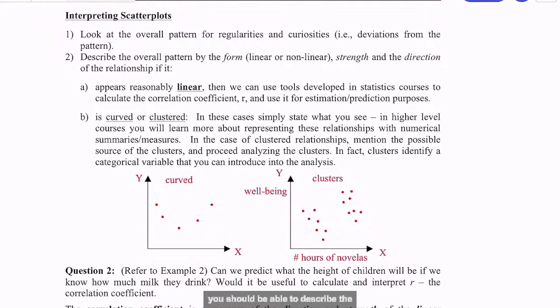So you have pairs of data, and you look for the regular pattern in the data, and you look for curious things about the data, or surprises, or unanticipated values, or points in the scatter plot. So this drawing is called a scatter plot. You should be able to describe the overall pattern in its form, if it's linear or nonlinear, and then comment on the strength of that relationship and the direction of that relationship. And in particular, we care about linear relationships. So you should have your calculator with you. We're going to work with your calculator in a moment.